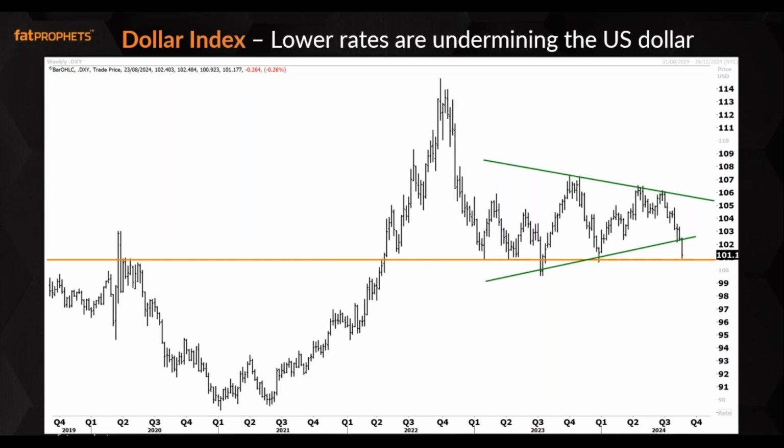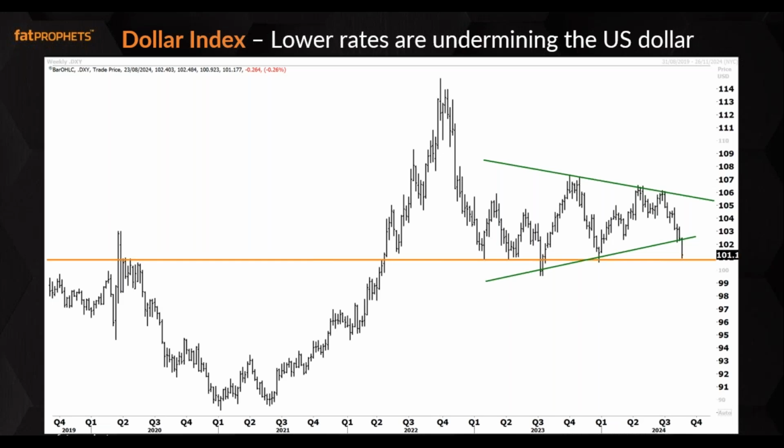So I think, look, near-term, we could see a rebound in the greenback. It's a big, big support level at 101. So I think, all things being equal, the Jackson Hole summit comes and goes. Powell probably endorses rate cuts, but doesn't commit to how much and when, other than the first one will be in September.